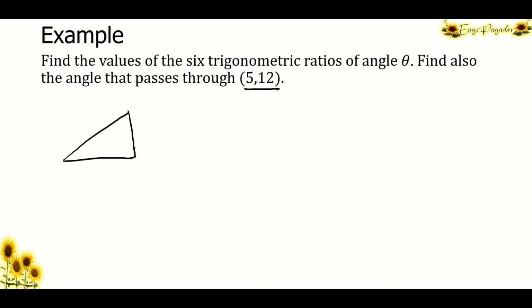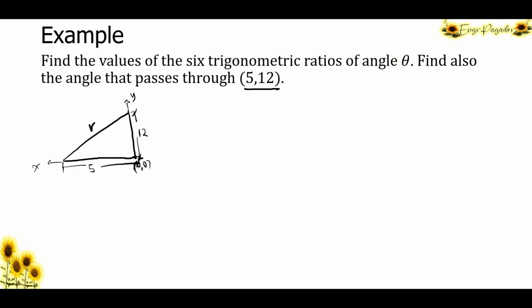Okay, so in our right triangle, this is considered as our y-axis, and ito naman is our x-axis. So if we are going to plot this one, for example, this is at 0. Okay, 0, 0. Yung 5 natin is ito. So the measurement of this one is 5, and the measurement of this one is equal to 12. Okay? And then, ito yung tinatawag natin na radius or the hypotenuse. So, in order to solve for the 6 trigonometric ratios, which is sine, cosine, tangent, cosecant, secant, and cotangent, we are going to solve for the value of r or the hypotenuse.